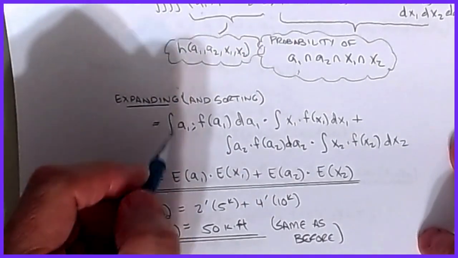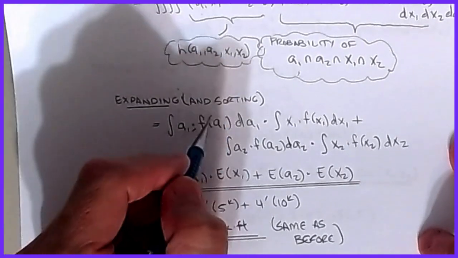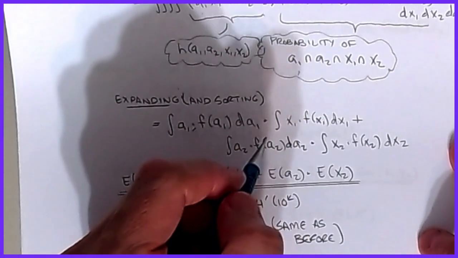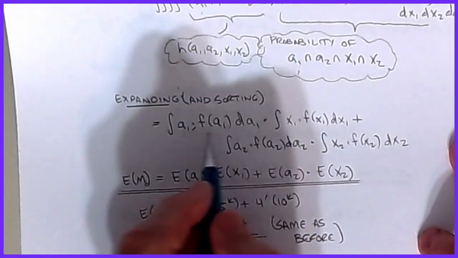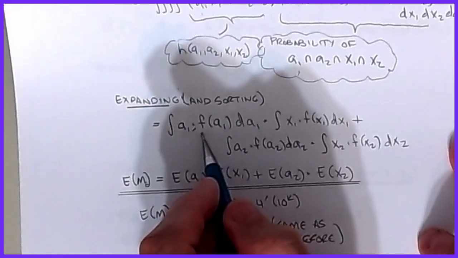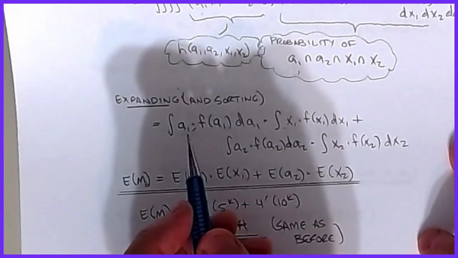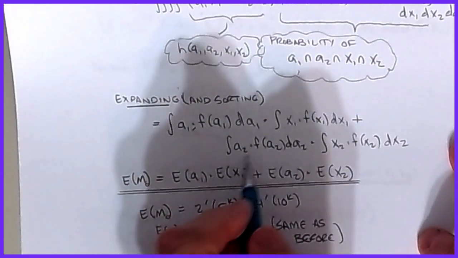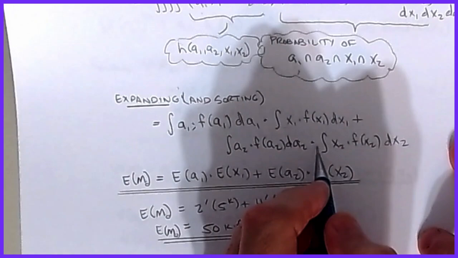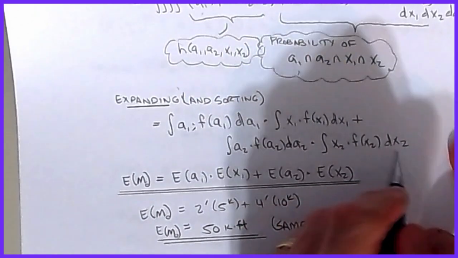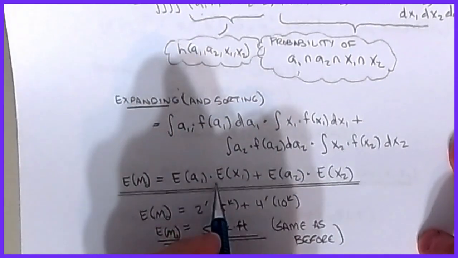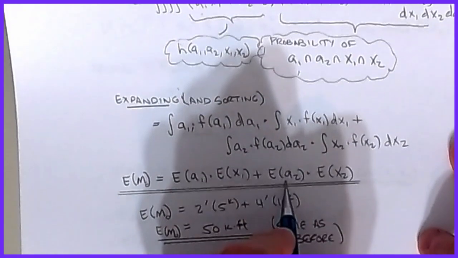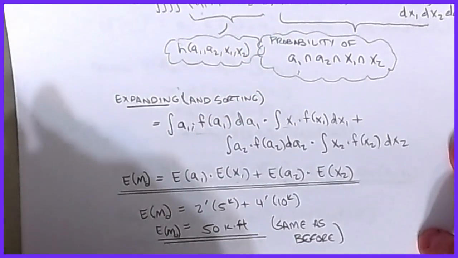Now, if we do a little bit of algebra and some expanding, I can rewrite this whole mess as simply the single integral of A1 times f of A1 dA1, times the integral of X1 times f of X1 dX1. If you look, things can start getting collected. Everything in here is an A1, and it's independent of everything else. Everything in here is an X1. That's the first part of my equation, plus the integral of A2 times f of A2 dA2 multiplied by the integral of X2 f of X2 dX2. The same thing, and I recognize these terms simply as the expected value of A1 times the expected value of X1 plus the expected value of A2 times the expected value of X2, is the way all of that shakes out.